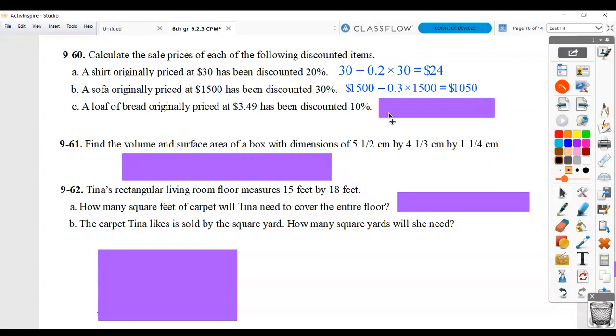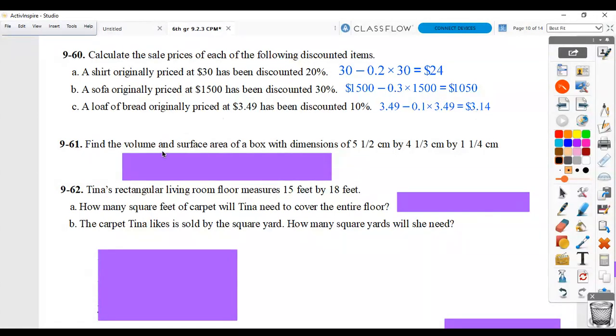And then the only thing that's different with C is when you take 10% of $3.49, you end up getting 0.349, which you will need to round since we don't want three decimal places in a money situation. So you'd round this to the nearest cent, and then that discount again gets subtracted from the original price to give you the discounted price.